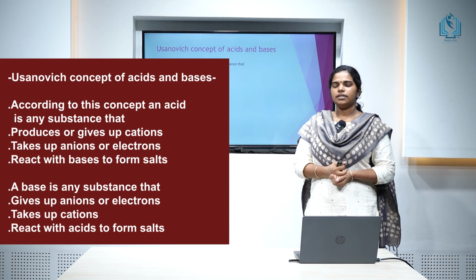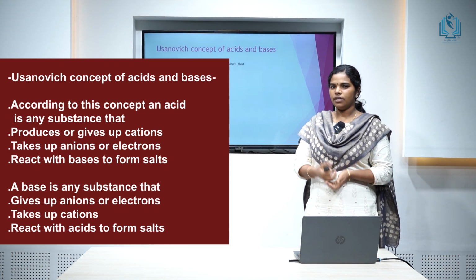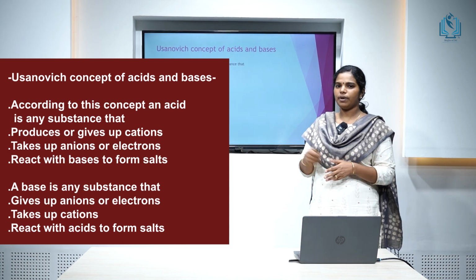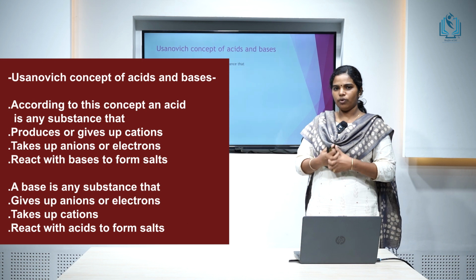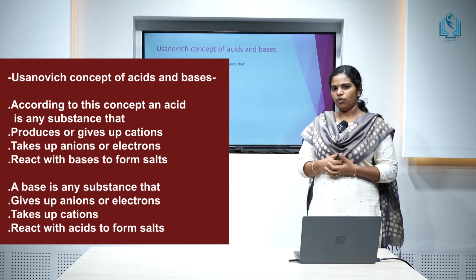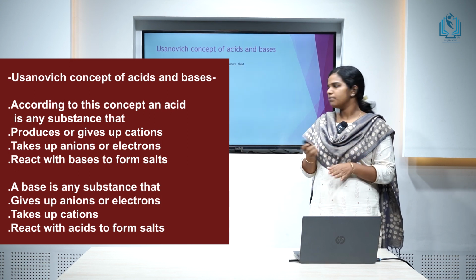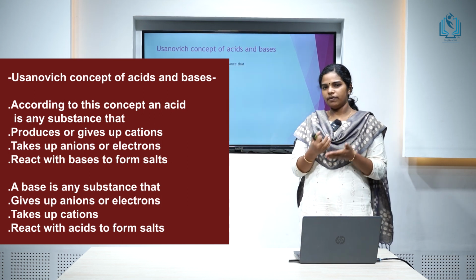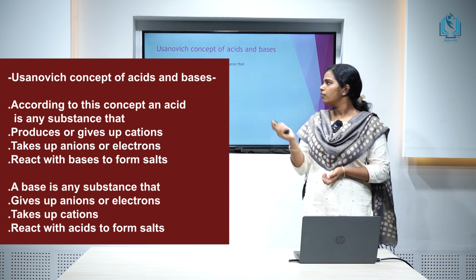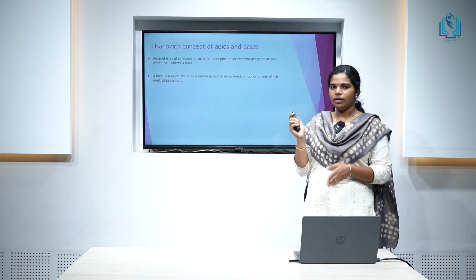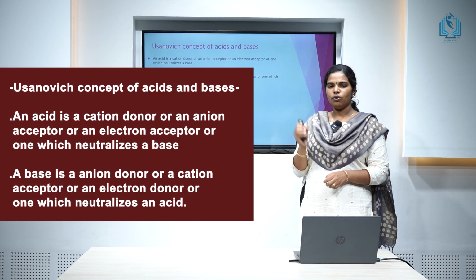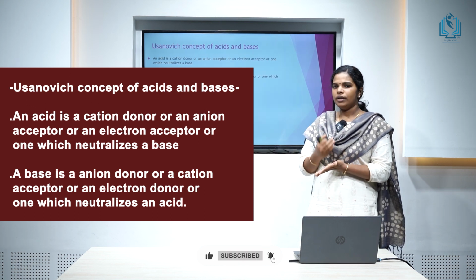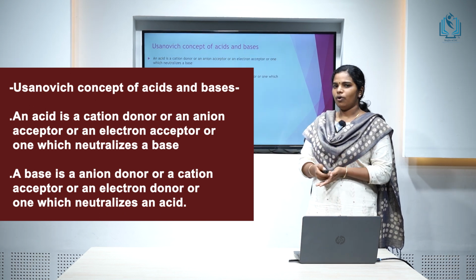Second theory, this is the Usanovich concept of acids and bases. According to the Usanovich concept, an acid is a species that produces or gives up cations or takes up anions or electrons, then reacts with the bases to form salt. Then a base is any substance that gives up anions or electrons, or takes up cations, or reacts with the acids to form salt. So, we can say an acid is a cation donor or anion acceptor or electron acceptor, or which neutralizes a base. Then we can say a base is an anion donor, cation acceptor, electron donor.